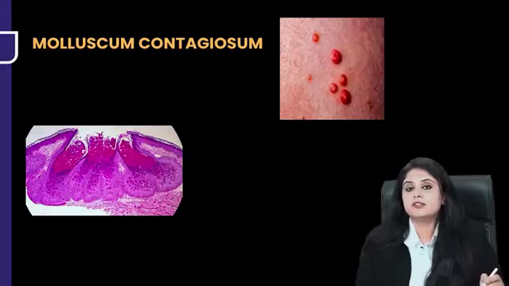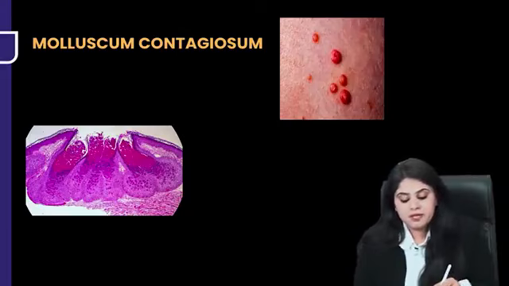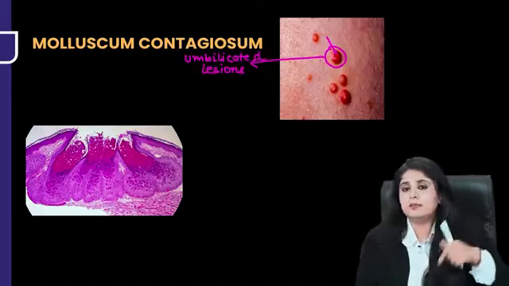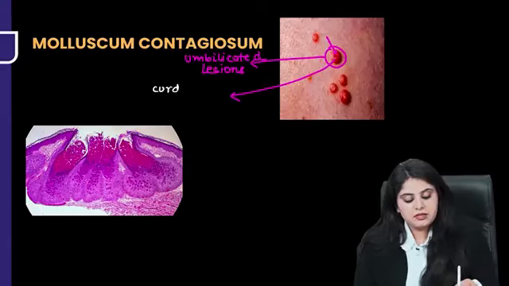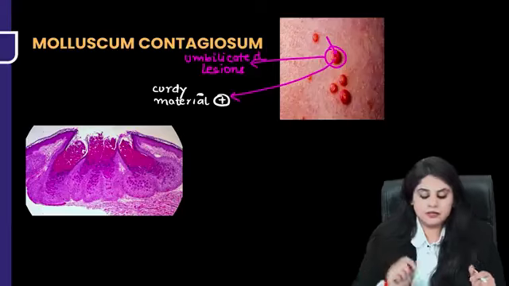This is a case of molluscum contagiosum and I am integrating this with dermatology also. Molluscum contagiosum usually presents with umbilicated lesions. Umbilicated matlab there is a depression in the center. Why? Because if you press it, some curdy material is going to be extruded. So chota sa depression hota hai. If you press it, some curdy material will come out.